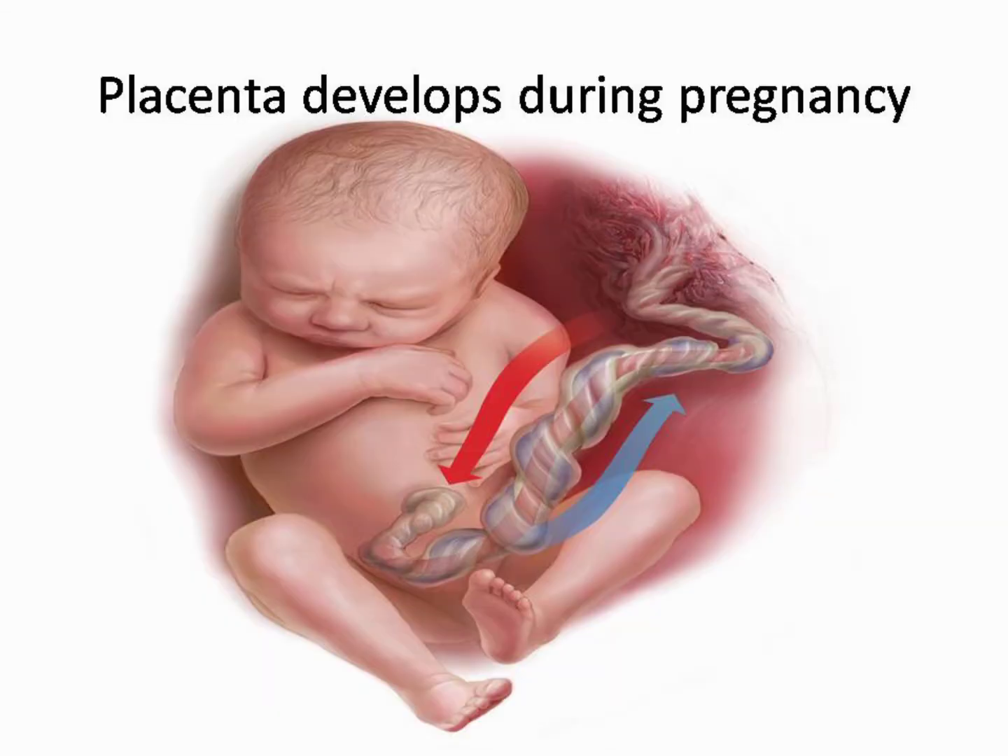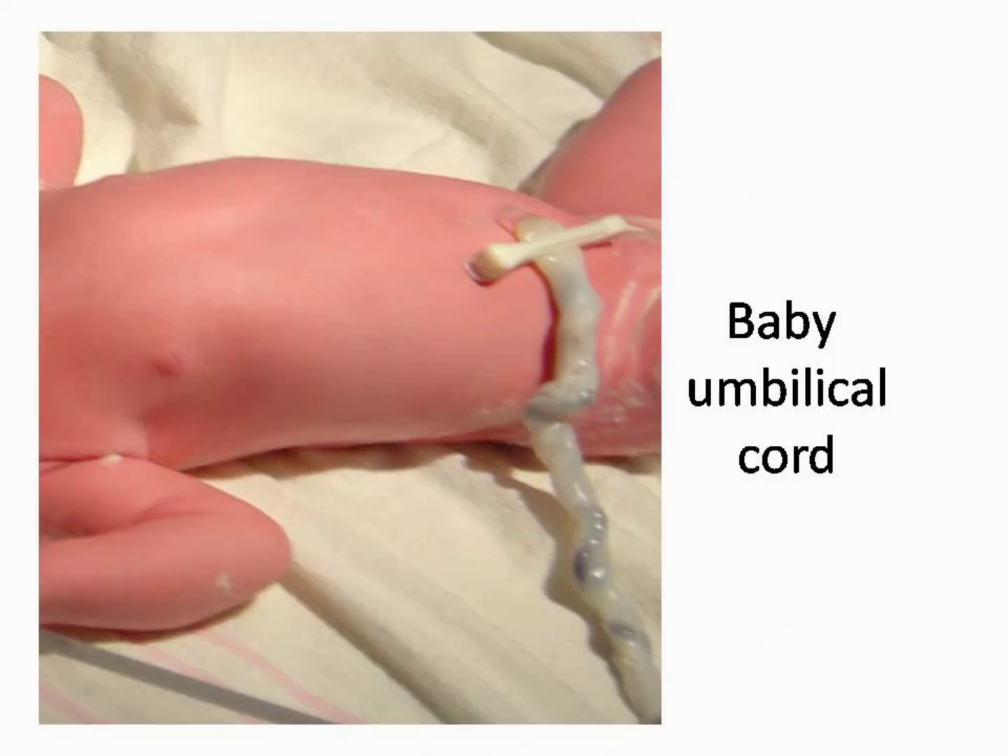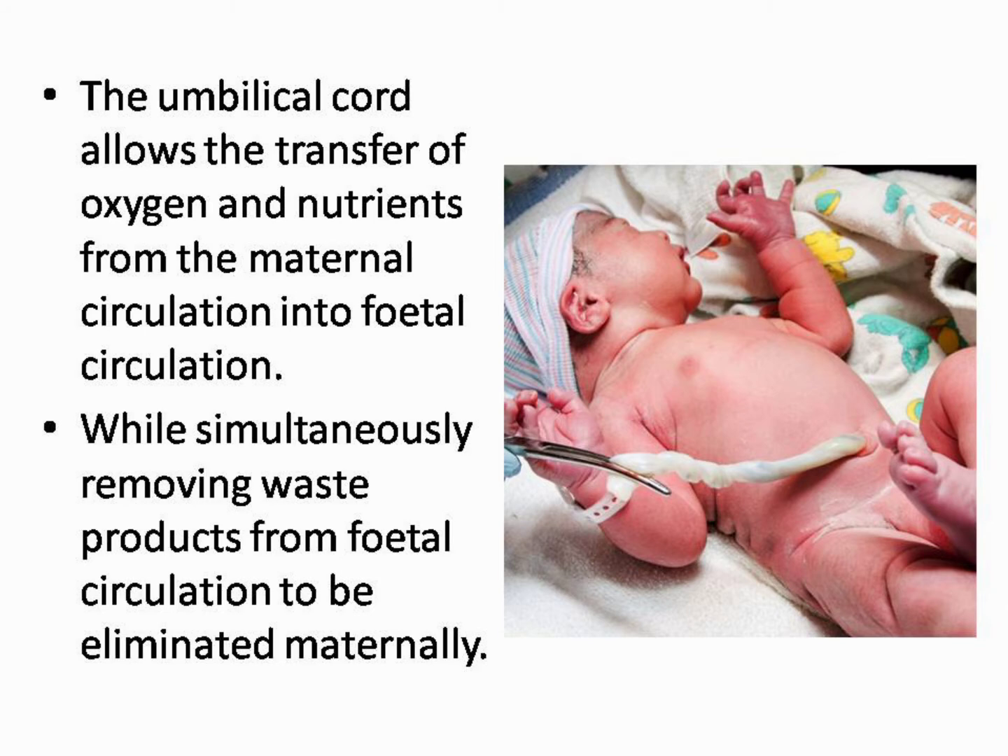The placenta is an organ that develops in the uterus during pregnancy. This structure provides oxygen and nutrients to the growing baby and removes waste products from the baby's blood. The placenta attaches to the wall of the uterus and the baby's umbilical cord arises from it. The umbilical cord allows the transfer of oxygen and nutrients from the maternal circulation into fetal circulation while simultaneously removing waste products from fetal circulation to be eliminated maternally.